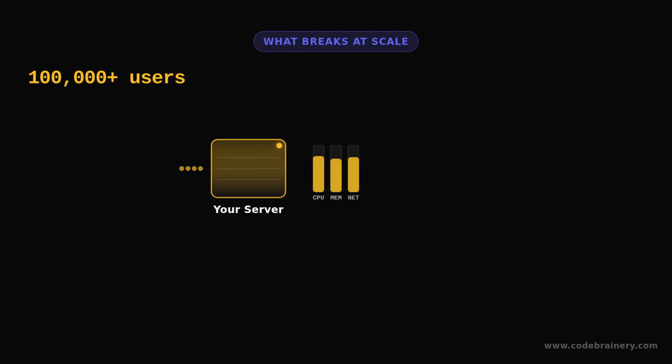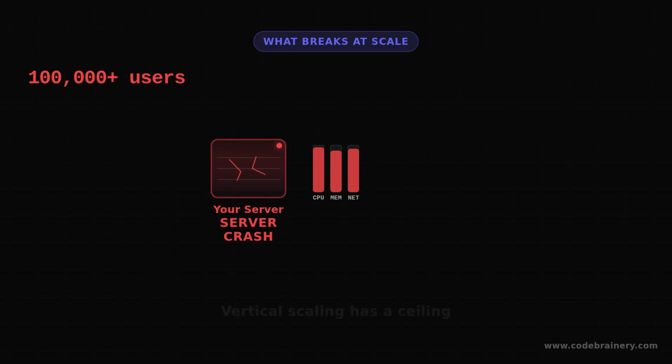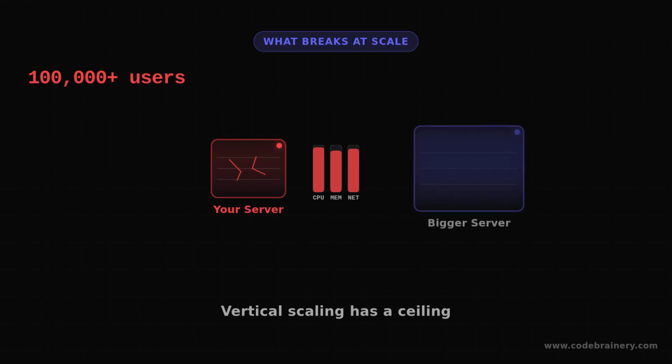Latency climbs. Users wait longer. Eventually the queue fills up. New requests get dropped. Then memory runs out. Then the server crashes. The instinct here is to buy a bigger server. More CPU, more RAM. We call this vertical scaling. And it works, up to a point.